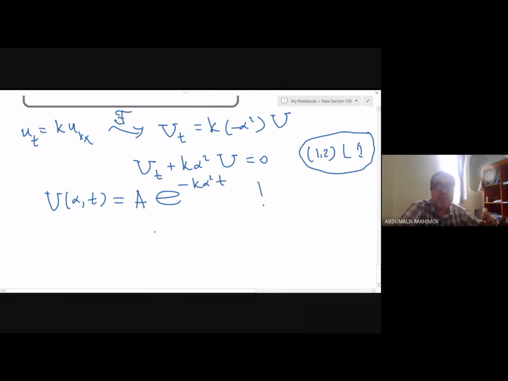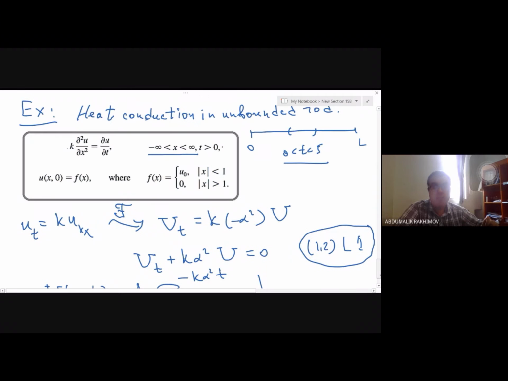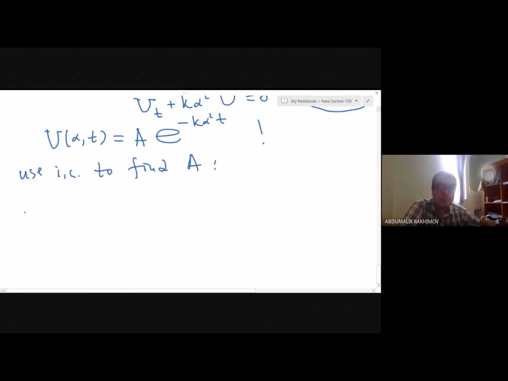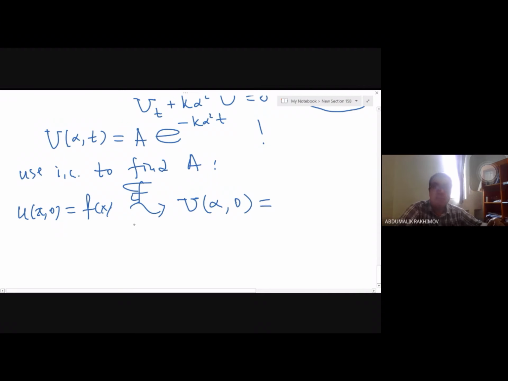In order to find A, I need to use the initial condition. Now for that we need to transform the initial condition. What was the initial condition? u(x,0) is equal to f(x). Then the transformation of this in Fourier transformation: u(x,0) will be transformed to U(alpha, 0), t has no change, t is 0.